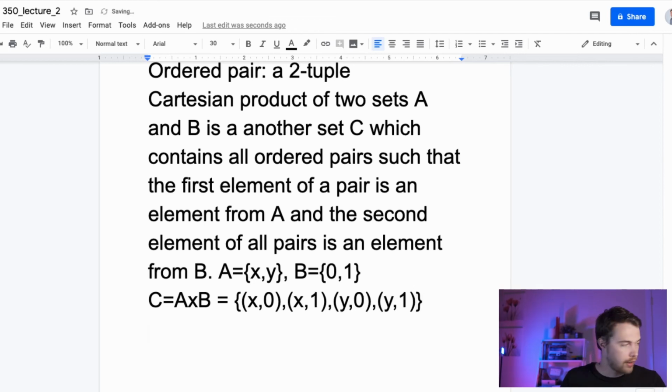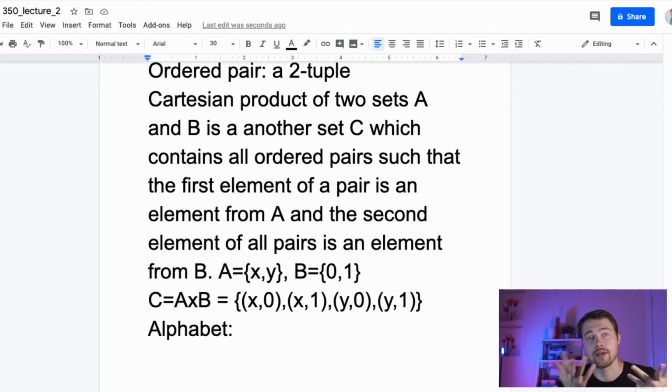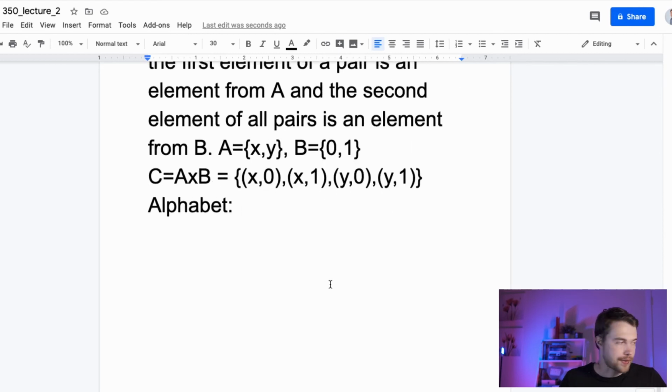Moving on. Alphabet. What is an alphabet? You probably never thought about what an alphabet is. That's actually interesting because this class is kind of a mixture of linguistics and computer science. So I guess now is the perfect time to find out what an alphabet is.